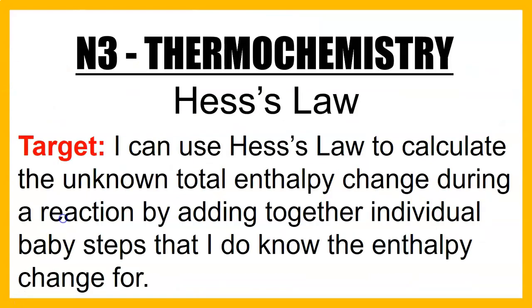Here's the target to write down. I can use Hess's Law to calculate the unknown total enthalpy change during a reaction by adding together individual baby steps that I do know the enthalpy change for. Hess's Law is basically a puzzle. We're going to be trying to put together information we know to help us figure out something we do not know.